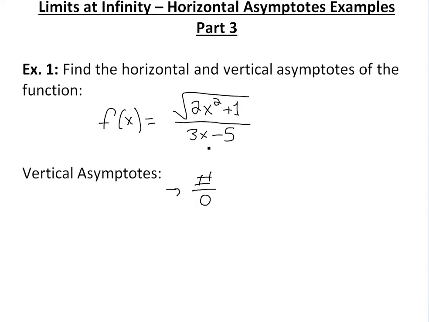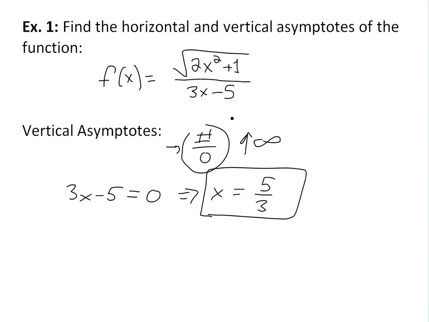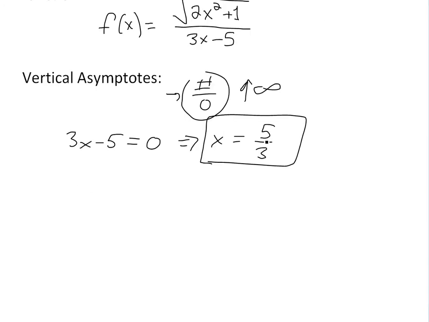So we have to look at the denominator, and in this case we just set the denominator equal to 0. So 3x minus 5 is equal to 0, and then solving for x, we get x equals 5 over 3. So this is the vertical asymptote, and this function is not defined here. As you get closer and closer to 5 over 3, the function is basically going to infinity. But to see whether it's going to be negative or positive infinity, we have to look at both sides of 5 over 3.